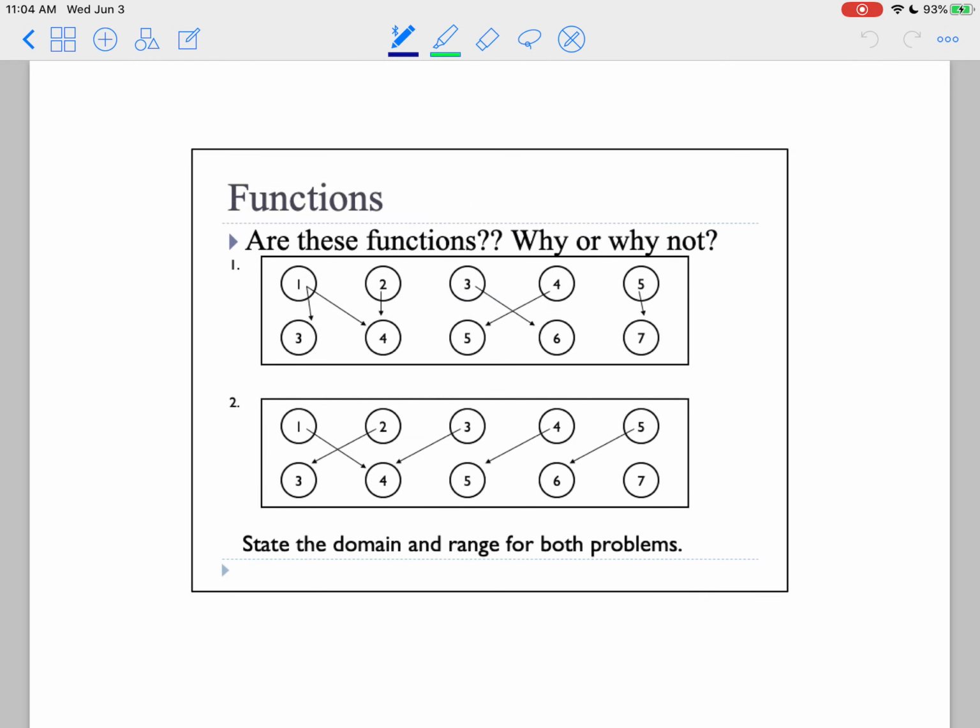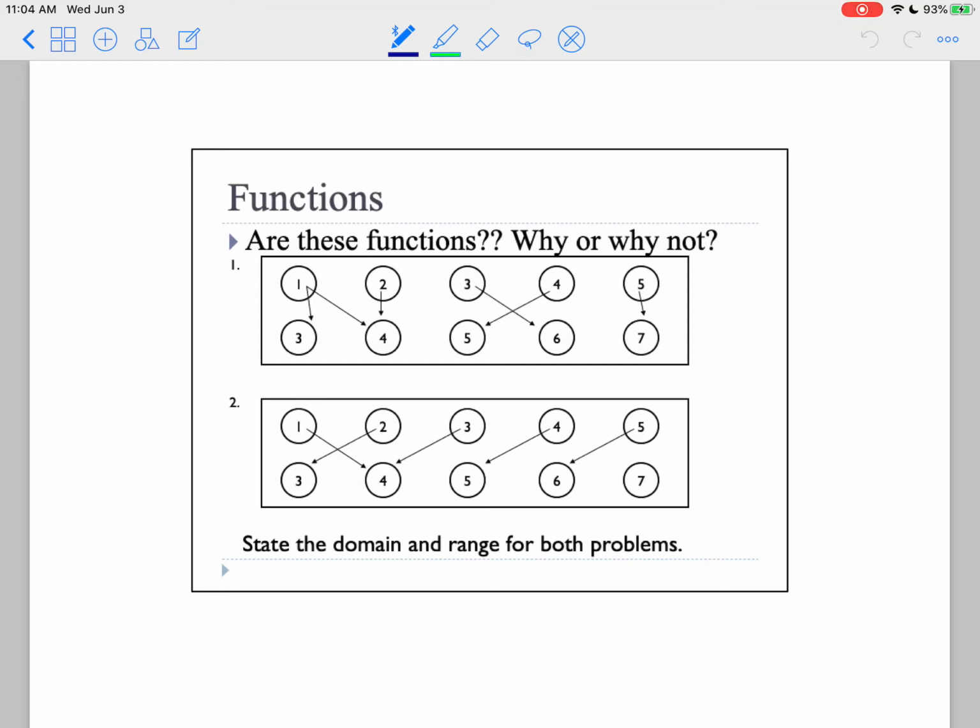So here's a graphical representation of some functions here. And so we just want to know, are these functions? Why or why not? Take a minute, pause the video, look at these, and determine the answer for yourself, and then unpause and see if you were right. Go ahead and pause now.